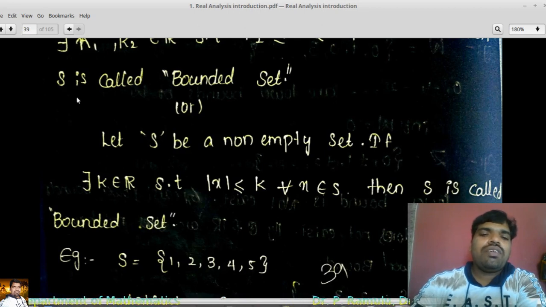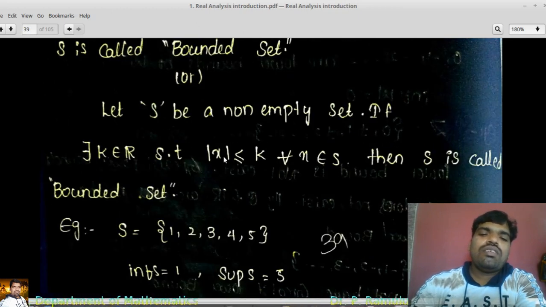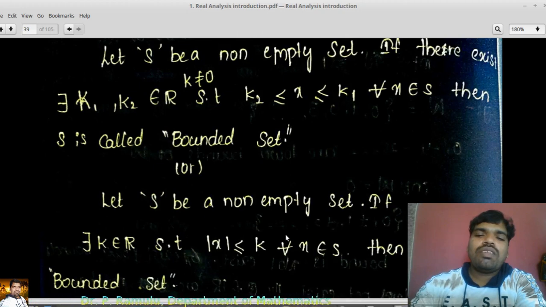If I take any number k, you may define that x less than or equal to k for all x belonging to S. That means k is any real number I am taking here. So instead of that, mod x less than or equal to k means minus k less than or equal to x less than or equal to plus k.